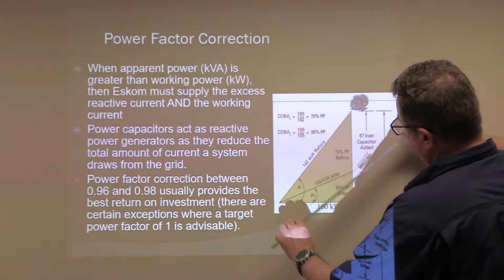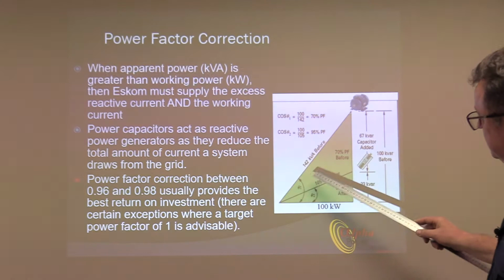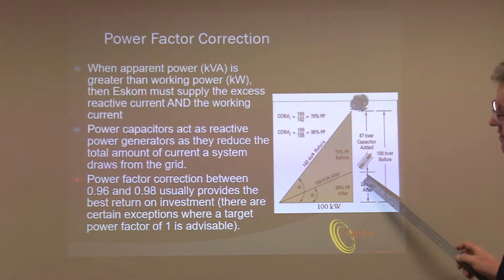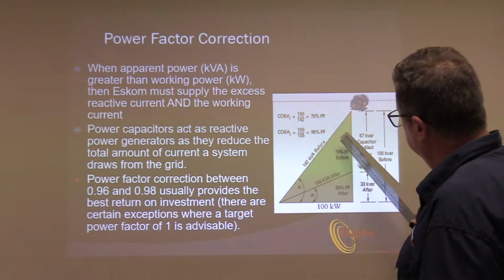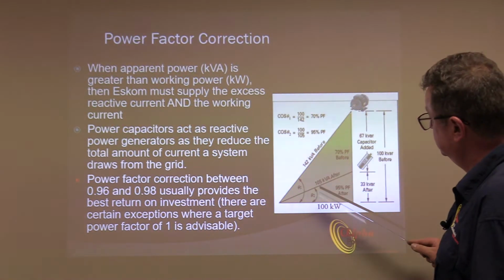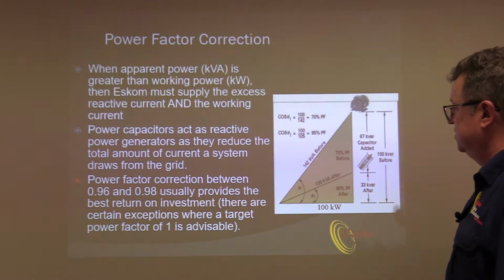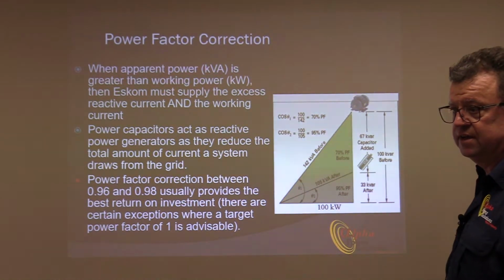So as far as Eskom is concerned, we've taken this down like this. So by supplying 67 kilovars, we reduce the apparent power drawn from Eskom to 105 kVA. So that's a saving of 37 kVA.